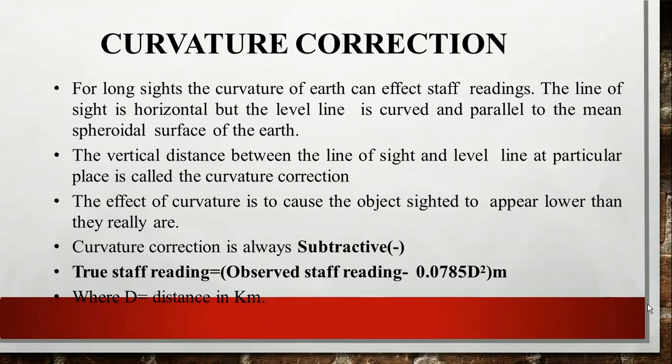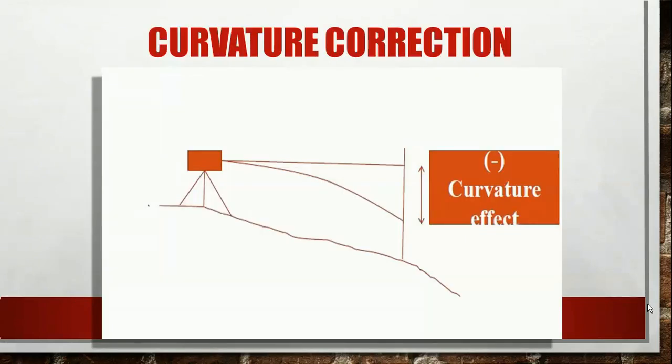The curvature correction is always subtractive, and for getting the true staff reading you have to apply a formula: the observed staff reading minus 0.0785 d square meters, where d is the distance in kilometers. So this is the formula for curvature correction for getting the true staff reading. The curvature correction is always negative, always downward in direction.